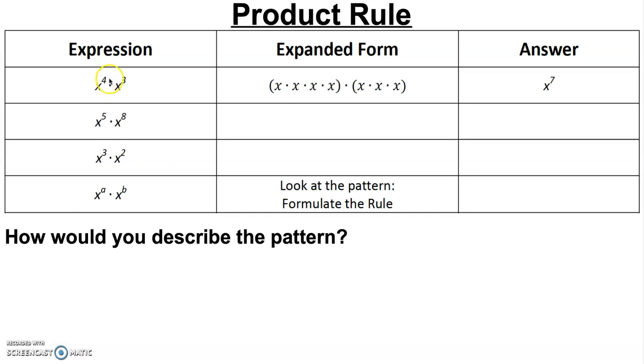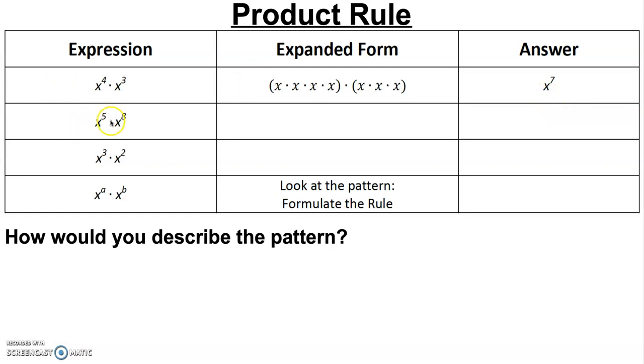Well, in order to figure out what to do with these exponents, maybe we could write it in expanded form. X to the fourth is x times x times x times x. X cubed is x times x times x. Then once we see it in this expanded form, we see 7 x's being multiplied by itself. And what could that look like in exponential form? Our answer is x to the 7th. So instead of writing x to the fourth times x cubed, we could just write x to the 7th when it's simplified.